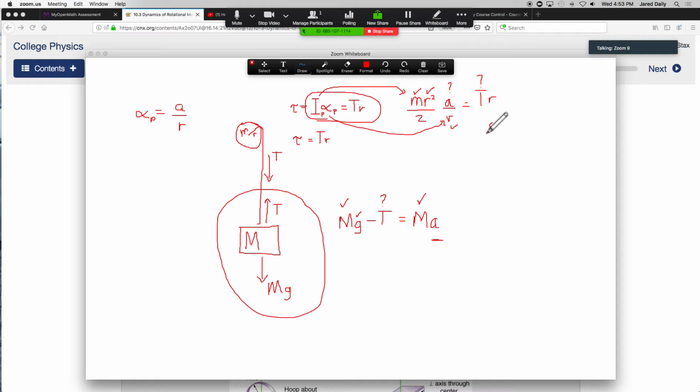Solve for T up here. Plug it in right there. And then solve for A and be done. Tricky, huh?